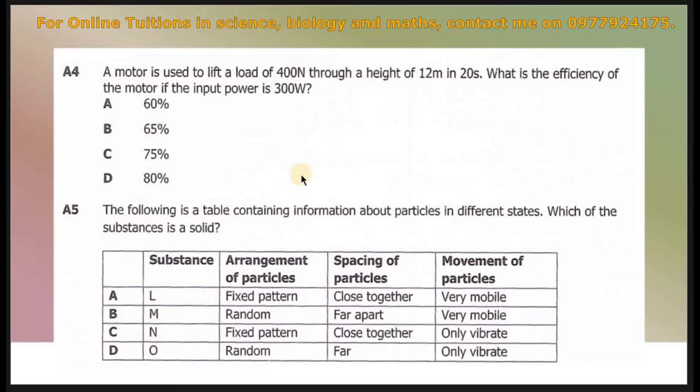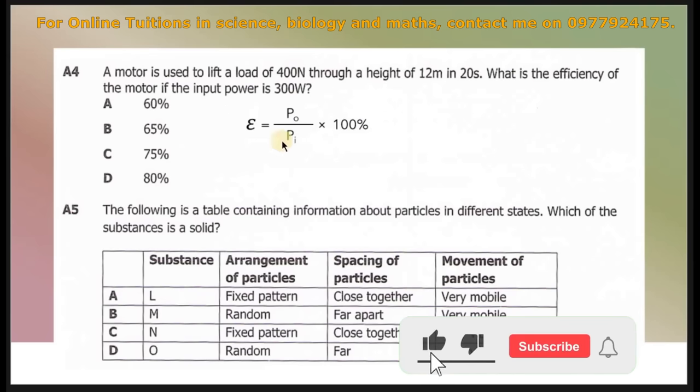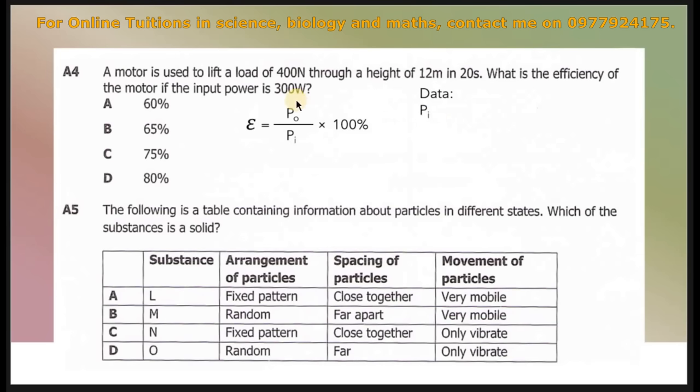All right, so now I was saying, the formula for calculating efficiency here would depend on what information you have been given. We have been given input power, 300 watts. So efficiency in this case will be power output divided by power input, times 100%. Now, we need data to place in this formula in order to find efficiency. Power input we have been given, which is 300 watts. Then power output, we don't know here, okay?